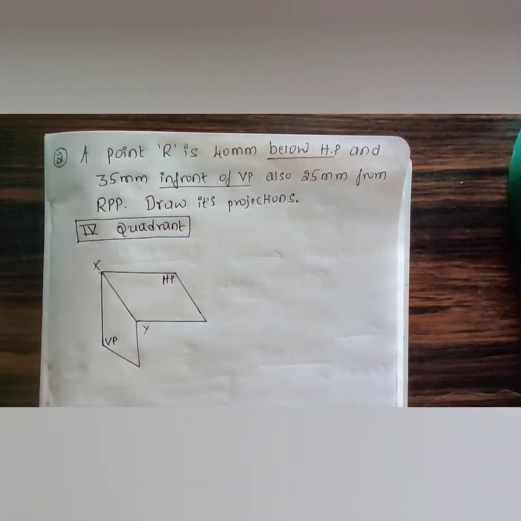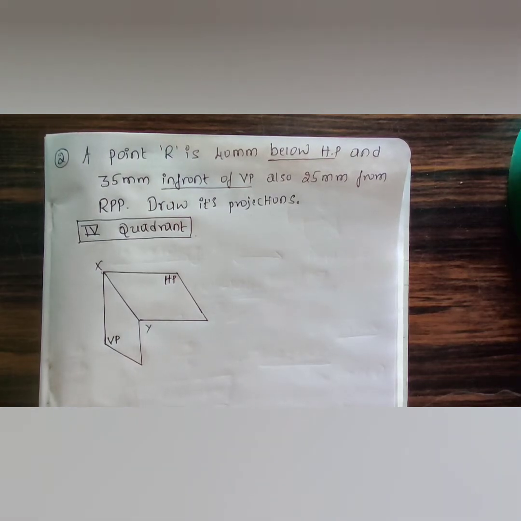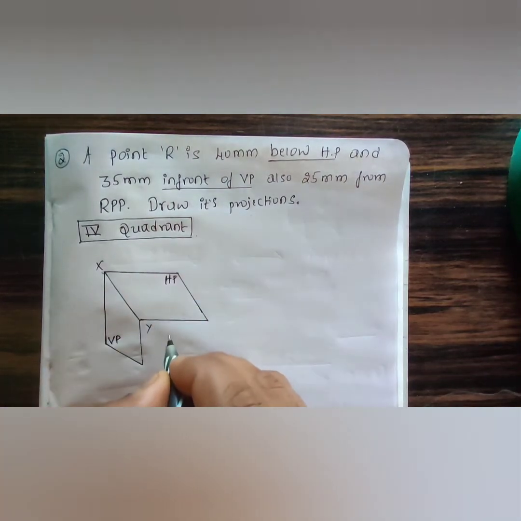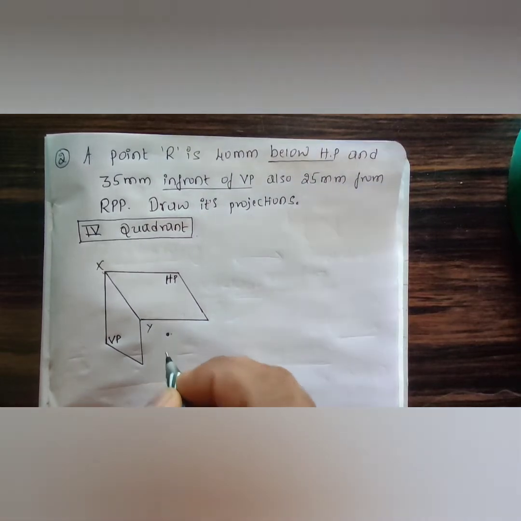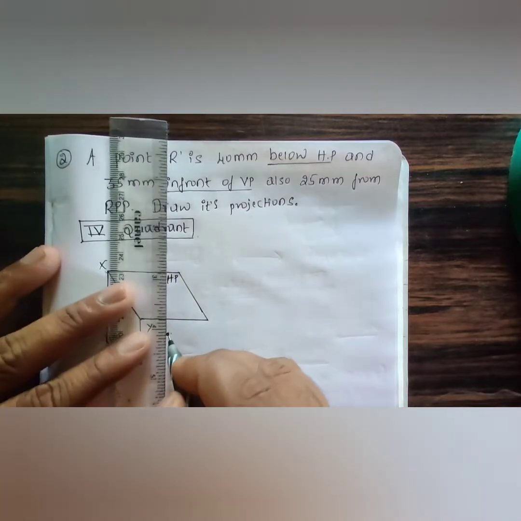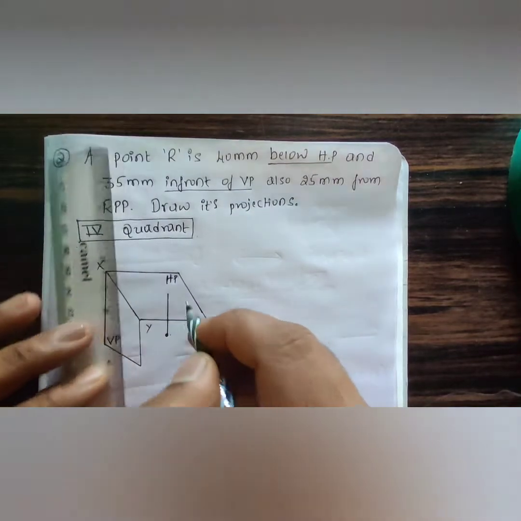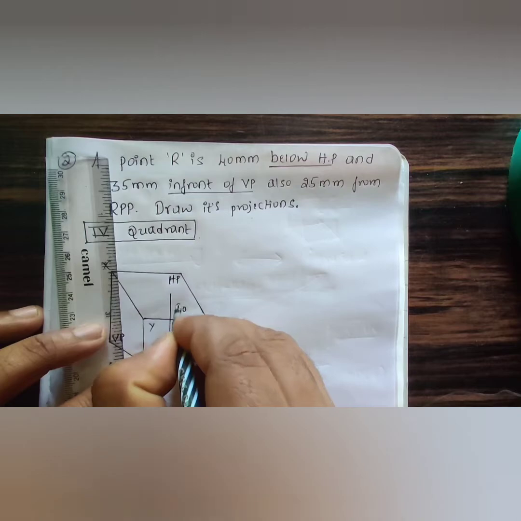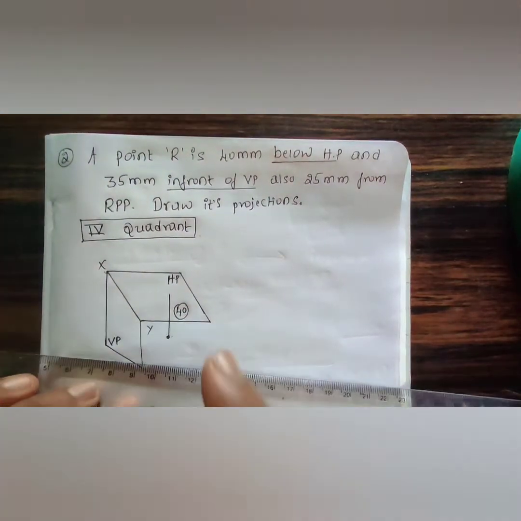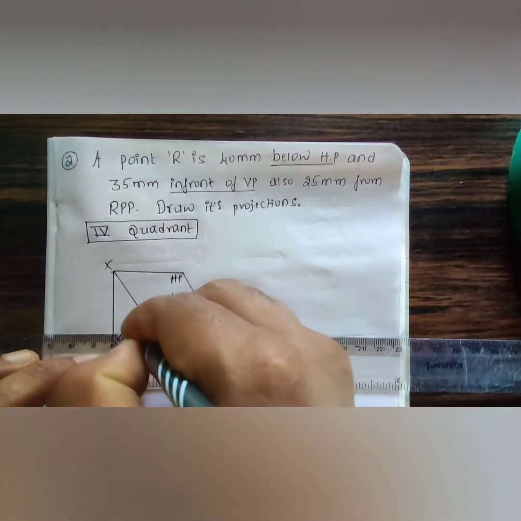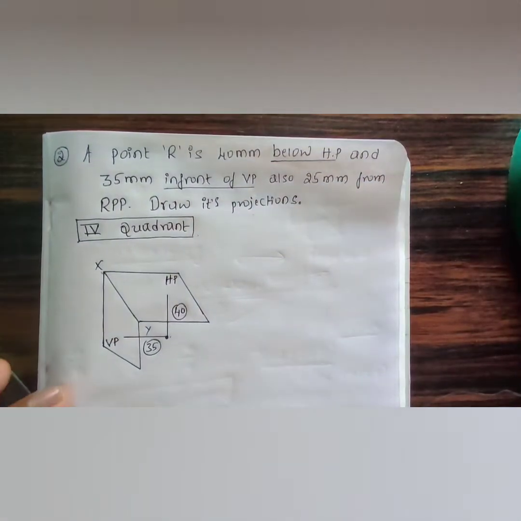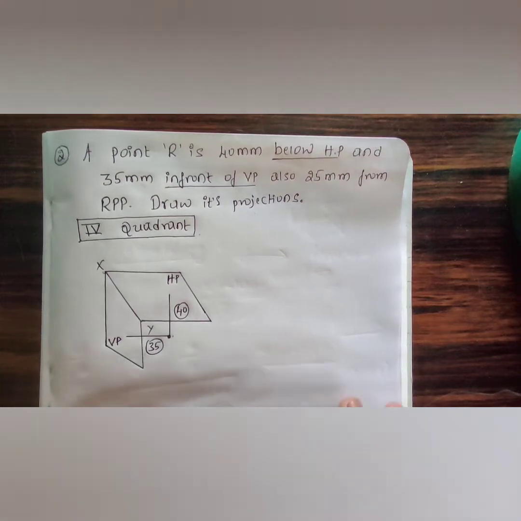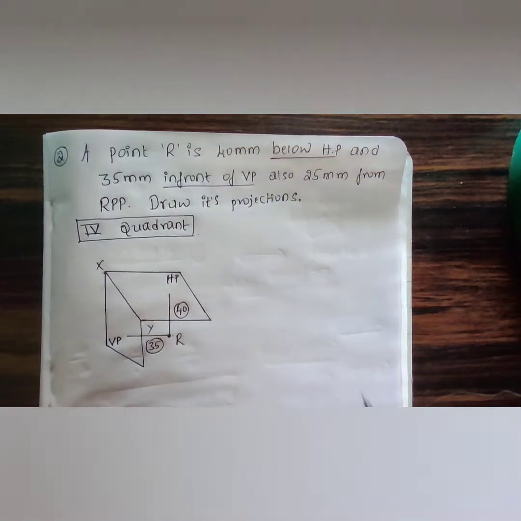Okay, so I have taken the fourth quadrant in 3D. So now let us try to locate the point. It is 40 mm below HP and 35 mm in front of VP. So somewhere here it is. So this distance is 40 mm, correct. And this is 35 mm, right? Correct. So this is the position of the point R.